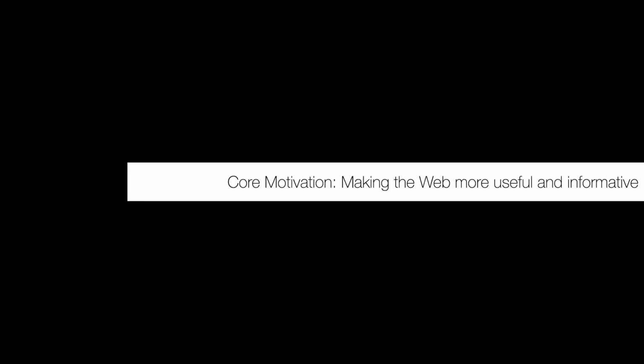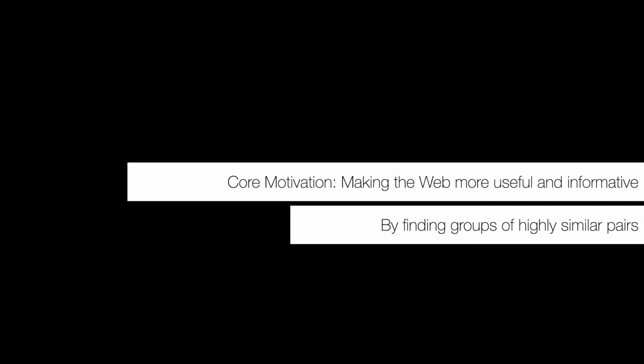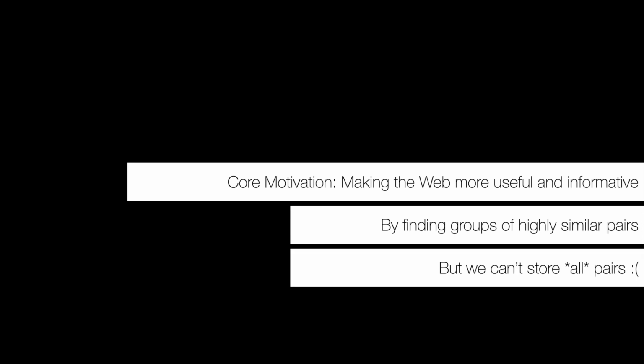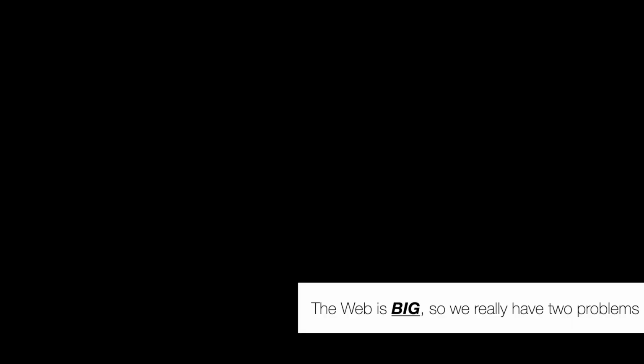So when we go back to our core motivation, remember the goal here is to find groups of highly similar pairs. But since we can't store all pairs of nodes, we have to do something different, or find ways to be clever about where we want to evaluate similarity. The web is a vast place, and most things of interest on the web have many features, and there are many elements of things that we want to analyze or understand.